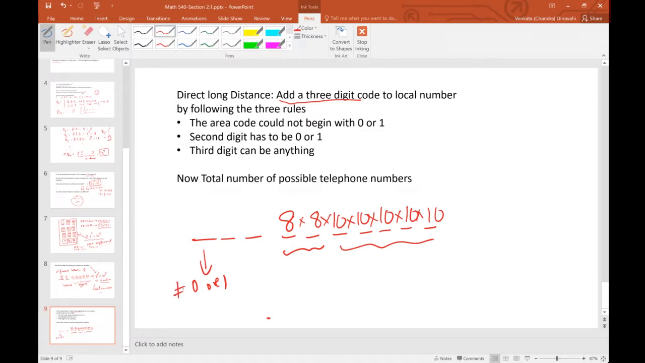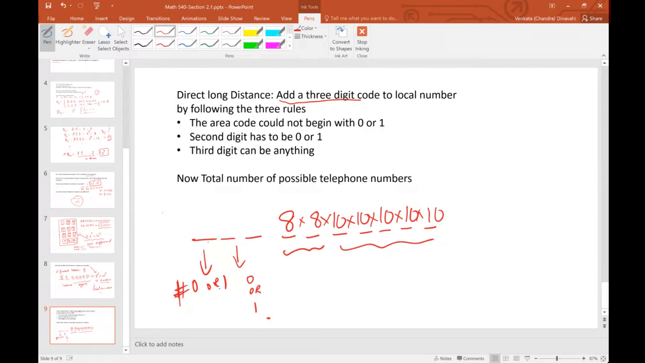Now the restriction is, the first digit cannot be 0 or 1. That was the first rule. And the second rule is, the second digit has to be 0 or 1. And for the third digit, there is no restriction. Now I'm asking how many possible telephone numbers exist. Again, you need to fill 10 different spots, and these are local numbers, which we had already done before. So now you need to figure out how many different ways to fill these 3 spots.